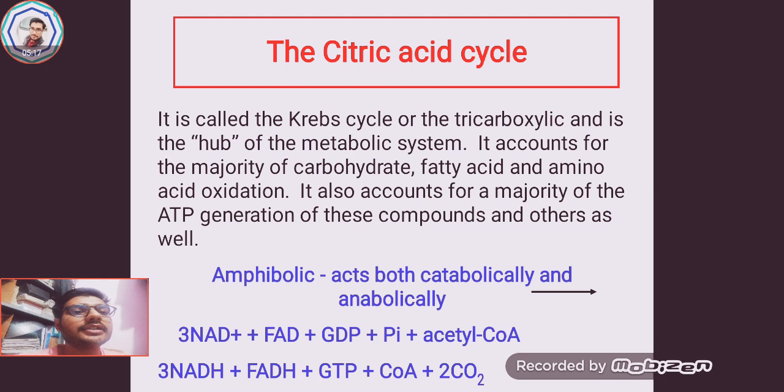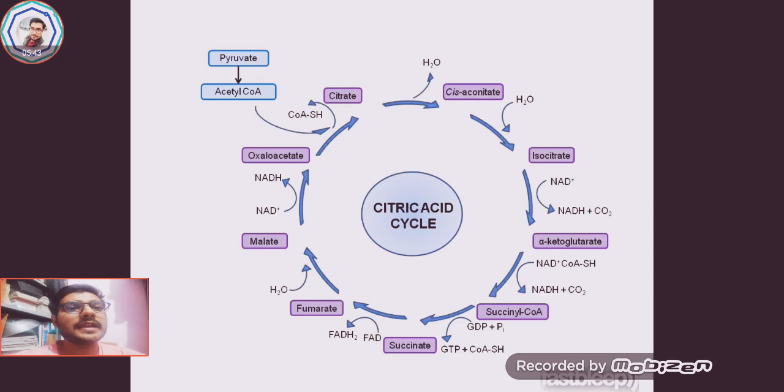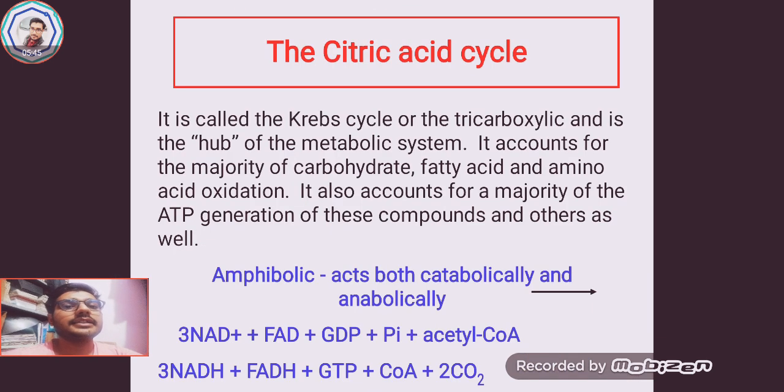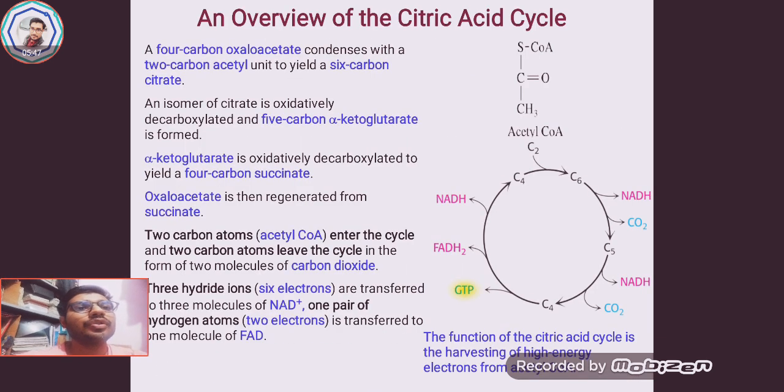The overall reaction is: 3 NAD plus FAD plus GDP plus phosphate plus acetyl coenzyme A changes into 3 NADH plus FADH2 plus GTP plus coenzyme A plus 2 carbon dioxide molecules. So let's see the overview of the citric acid cycle.